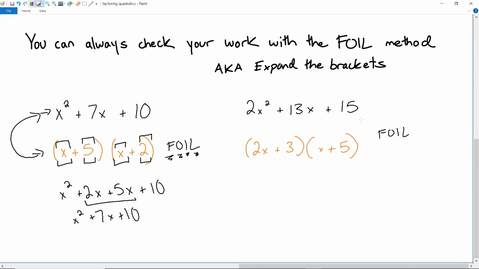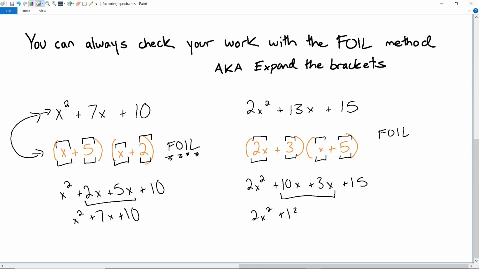This was our complex trinomial example. So our first terms are 2x and x. Multiplying them gives me 2x squared. Outside terms are 2x and 5, which will give me 10x. Inside terms are 3 and x, so 3x. And then finally 3 and 5 as our last terms, which gives us 15. Put these together, and we're right back where we started.